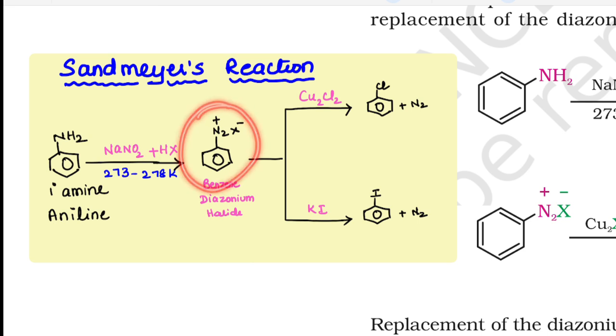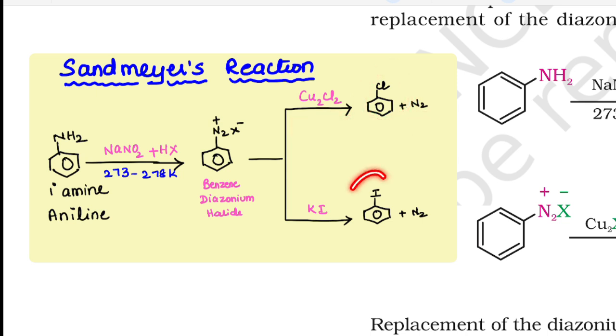When you treat this with cuprous chloride, the chlorine will be substituted here. You remove the diazonium group and place chlorine, so you get chlorine directly attached to the benzene ring. In place of cuprous chloride, Cu2Cl2, if you use cuprous bromide, Cu2Br2, bromine will be attached here, so you get Br. Depending on the reagent, you will get chlorobenzene or bromobenzene. If it is cuprous chloride, chlorobenzene. If it is cuprous bromide, Cu2Br2, then bromobenzene is formed.